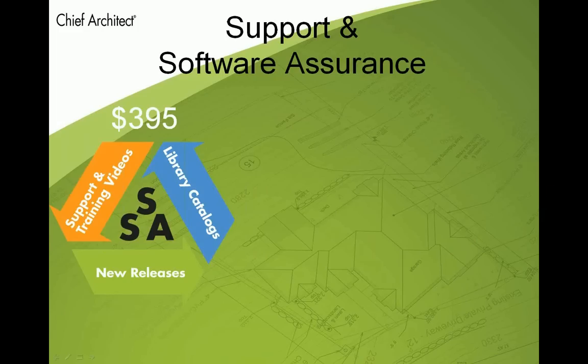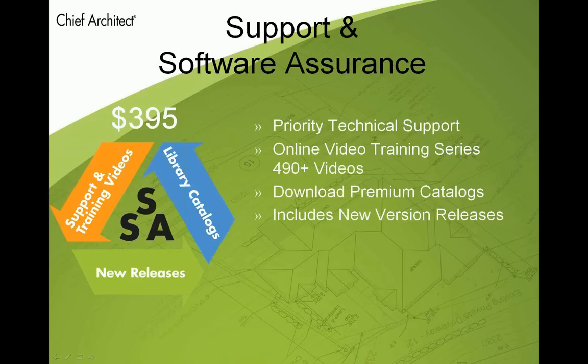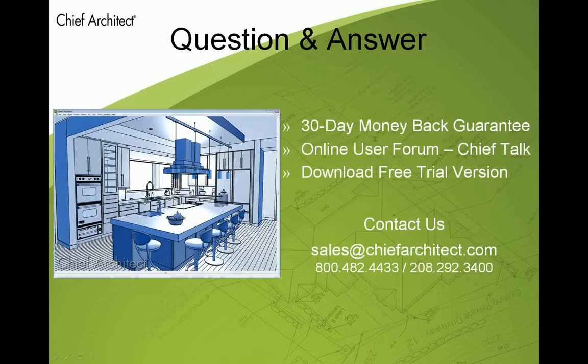This is a yearly benefit package for $395 a year. It includes priority technical support, access to online training videos. You can download those manufacturer and bonus catalogs that I showed you. It includes new version releases and discounts on training seminars and additional licenses. We offer a 30-day money-back guarantee on all the new license purchases and upgrades.